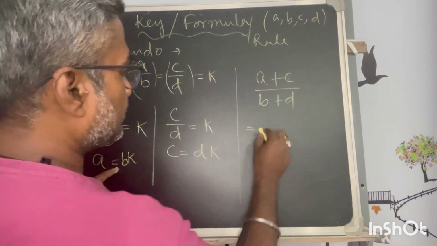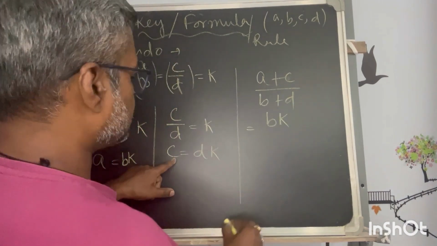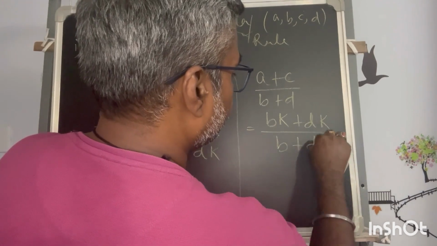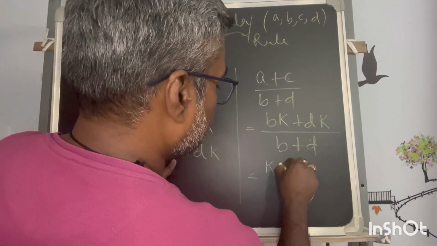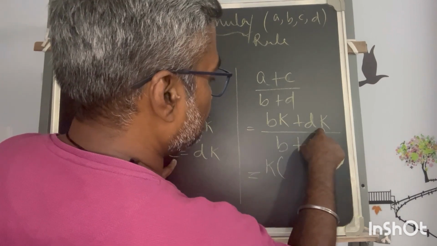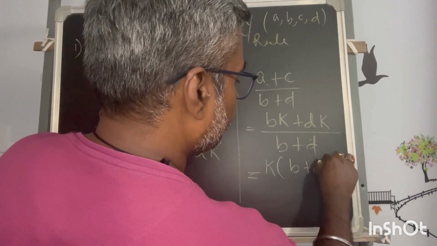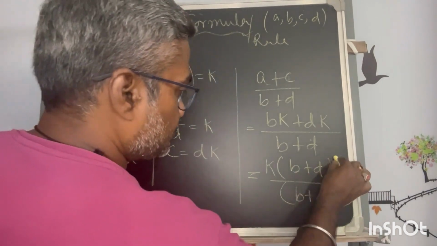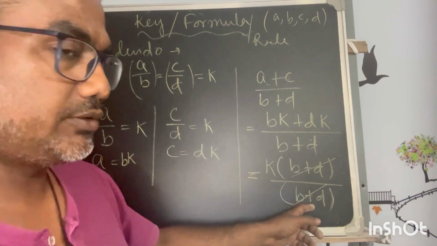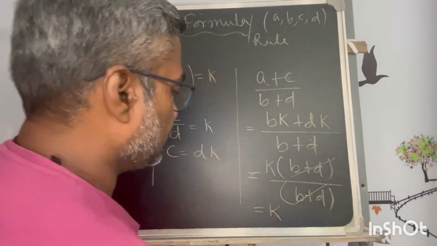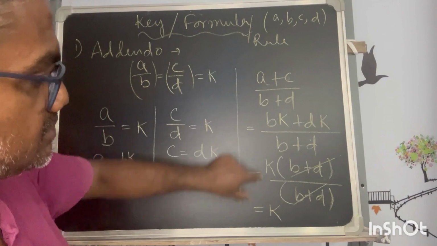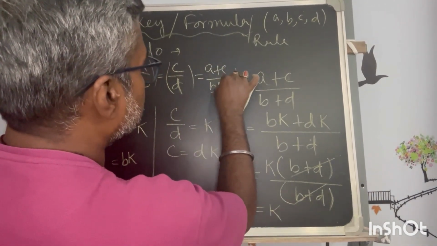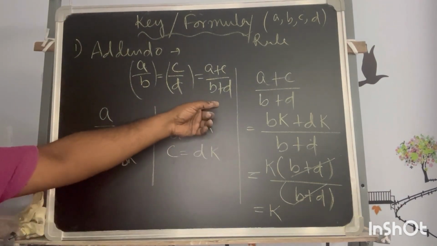Now put the value of A, it is BK, that is BK plus DK, over B plus D. Now out of this, D can be taken common, because K is multiplied with both, and what is remaining here is B plus D as a whole, and in the denominator this is B plus D. Now these parts are equal, so if I divide, I will get 1. So what is remaining here is K. Now K is equal to this. So instead of K, I can put A by B. This also becomes the same ratio.